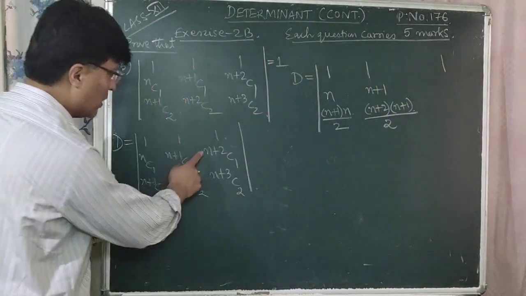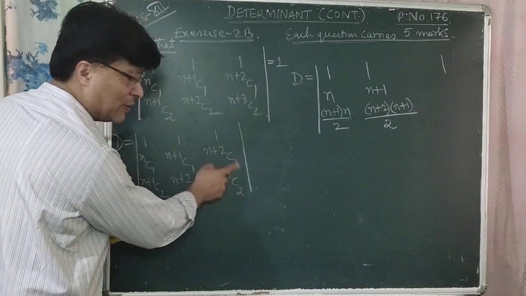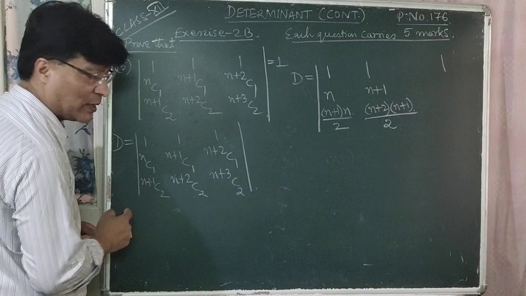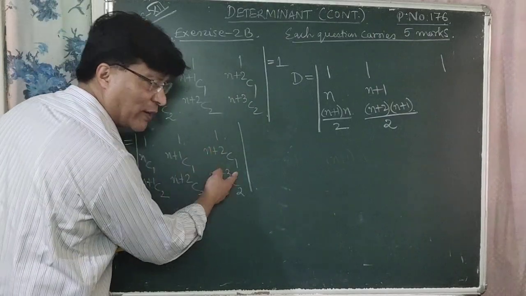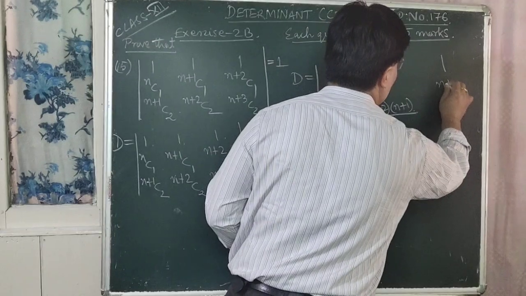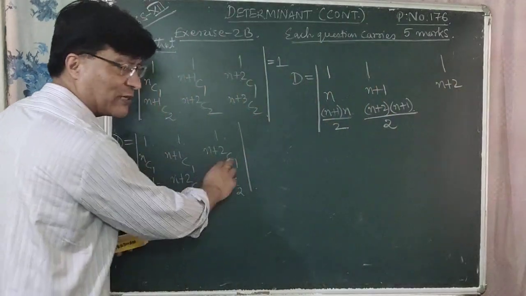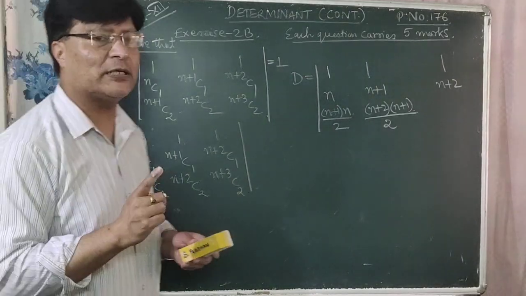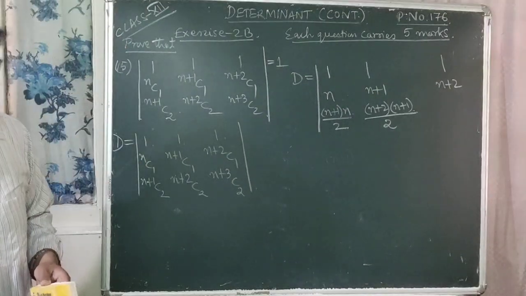Next. What is n plus 2 C1? So starting from n plus 2, there should be only one factor. I mean, starting from n plus 2 you write only one factor. That means only n plus 2 remains. So this is n plus 2 divided by factorial 1, isn't it? So what is factorial 1? That is 1. If the denominator is 1, we don't write it.